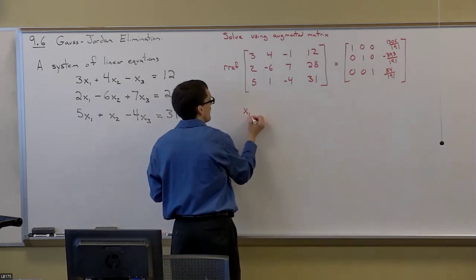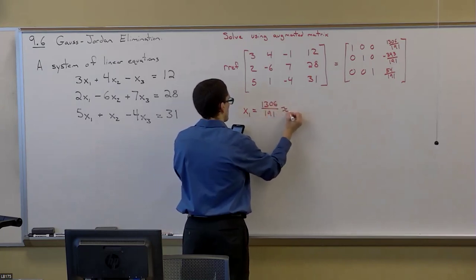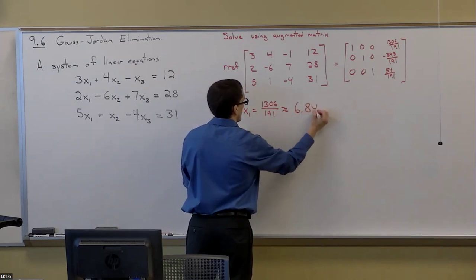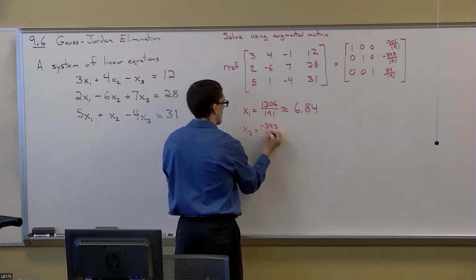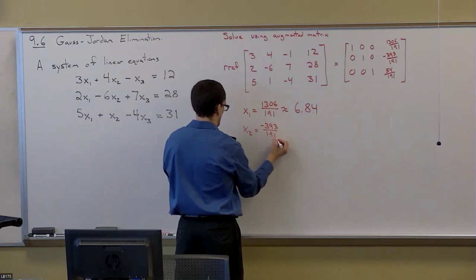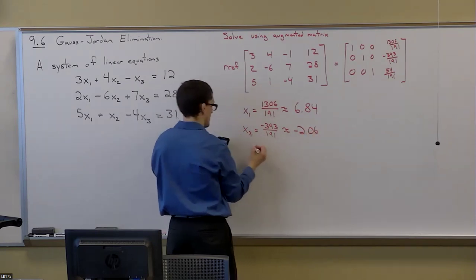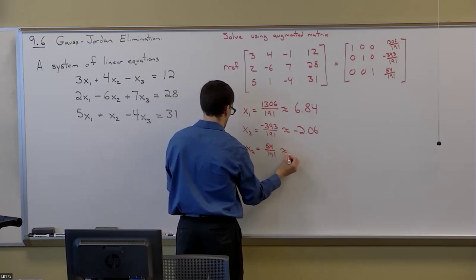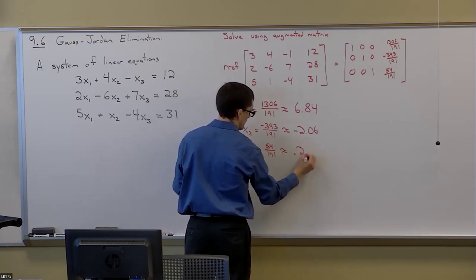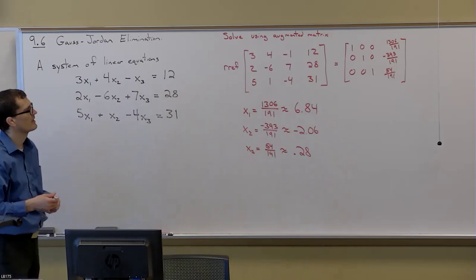And that means x1 is approximately 6.84. x2 is approximately negative 2.06. And x3 is approximately positive 0.28.